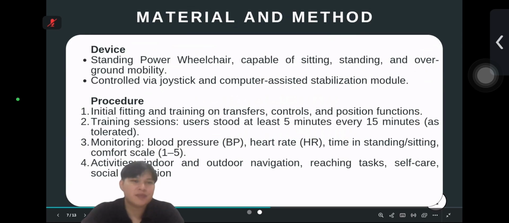For the procedure, the first, initial fitting and training on the traverse control and position function. The second, training session, user stands at least 5 minutes every 15 minutes as tolerated. The third is monitoring blood pressure or BP, heart rate or HR, time in standing or sitting, and comfort scale, 1 until 5. The second is activities for indoor and outdoor navigation, reaching tasks, self-care, and social interaction.